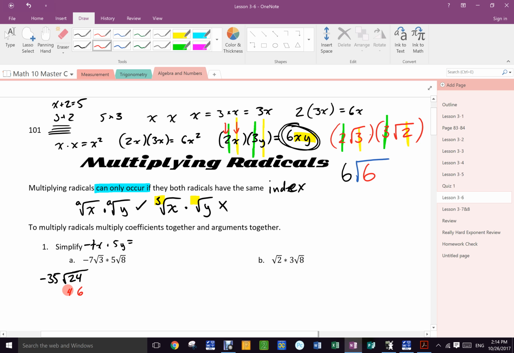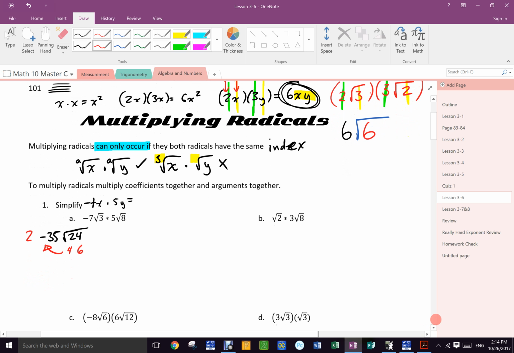Because 4 has a perfect square root. What is it? So what's coming out here? 2. What's already out here? Negative 35. So what's out there now? Negative 70. And what did we leave under there? 6.